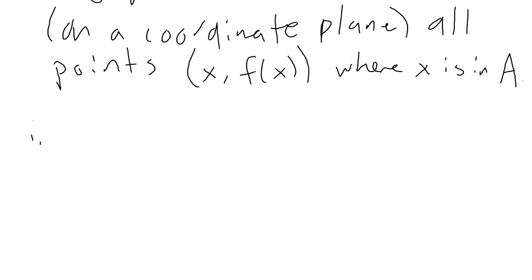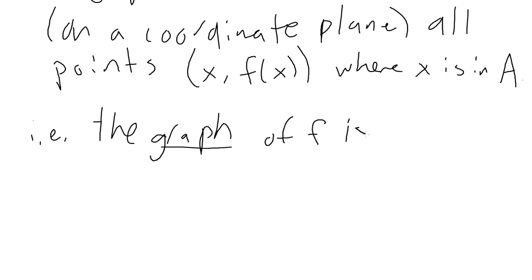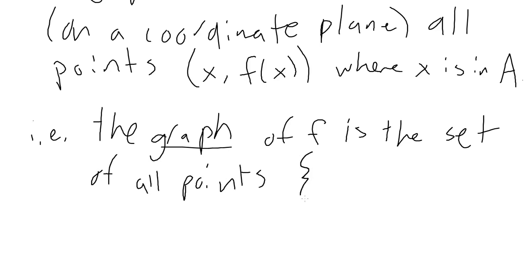So I guess in other words, the graph of f is a set of all points. So using our set notation, we just have a set of all the x comma f of x such that x is in the domain.